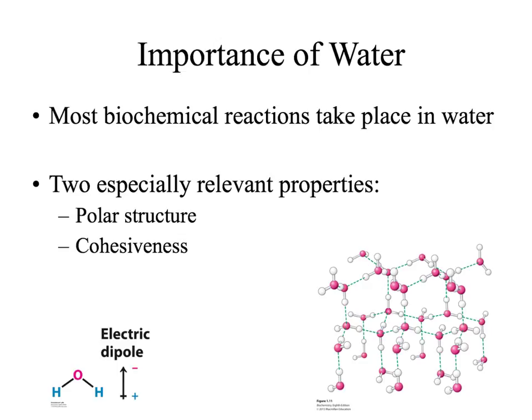Now, two especially relevant properties that we look at in biochemistry: the polar structure, again very important, and the cohesiveness of the substance. So the polarity of water is important because it allows for partially charged regions to interact with other molecules. And that bent structure, we know, is what imparts that polarity on the molecule. So that allows us to have that electric dipole forming, or that charge distribution. Now, the cohesiveness of water, that is what allows water to stay together, to interact with itself. And all of these are going to be important for biological systems.